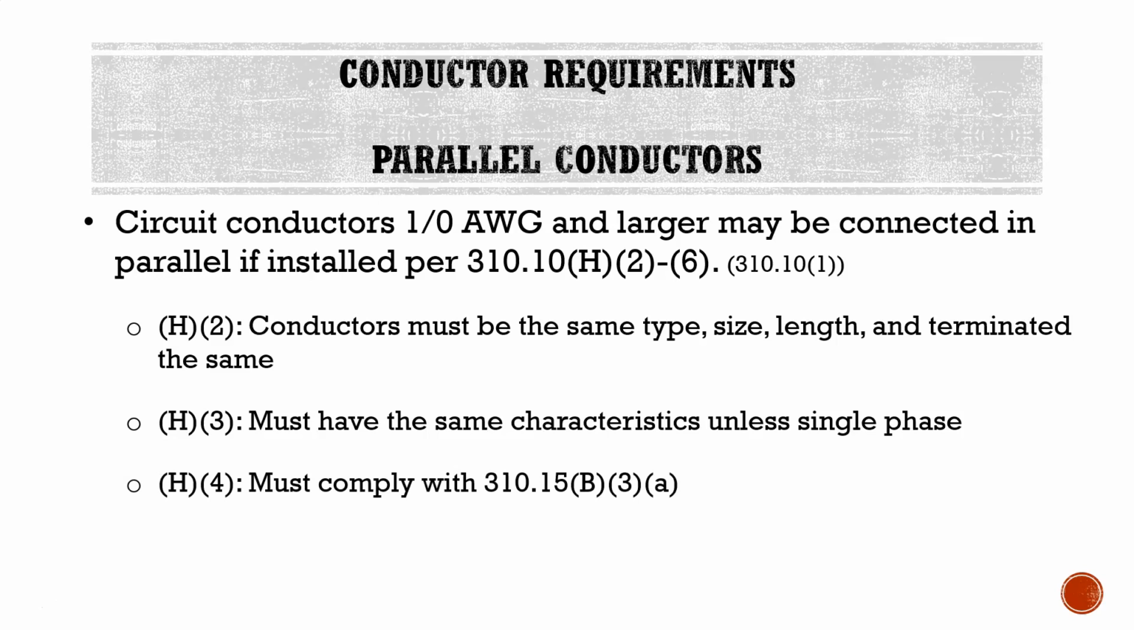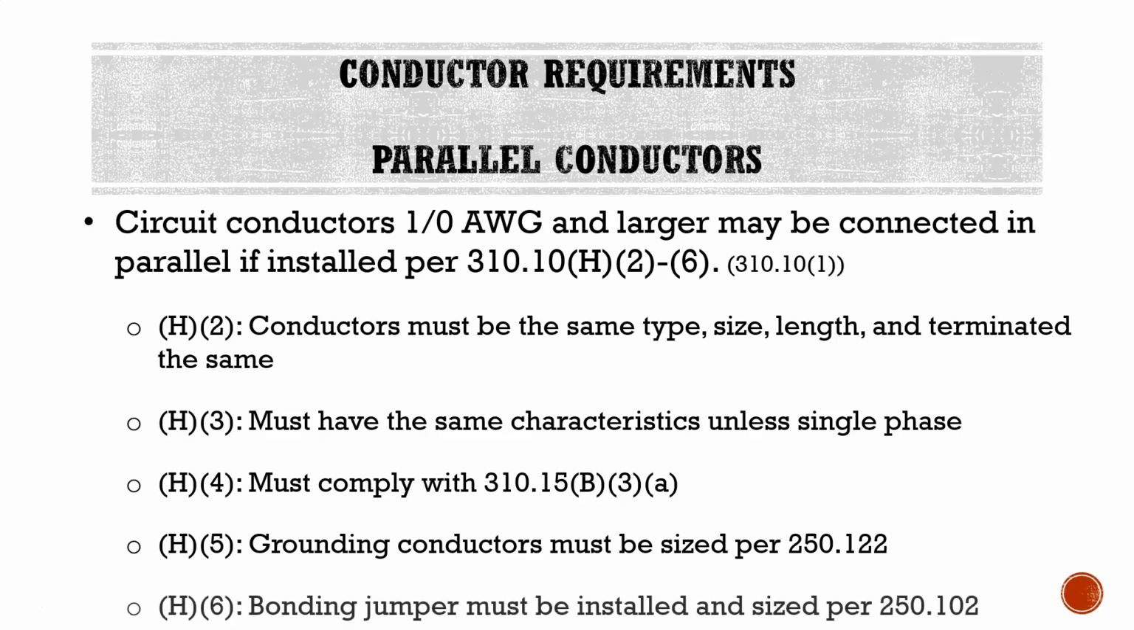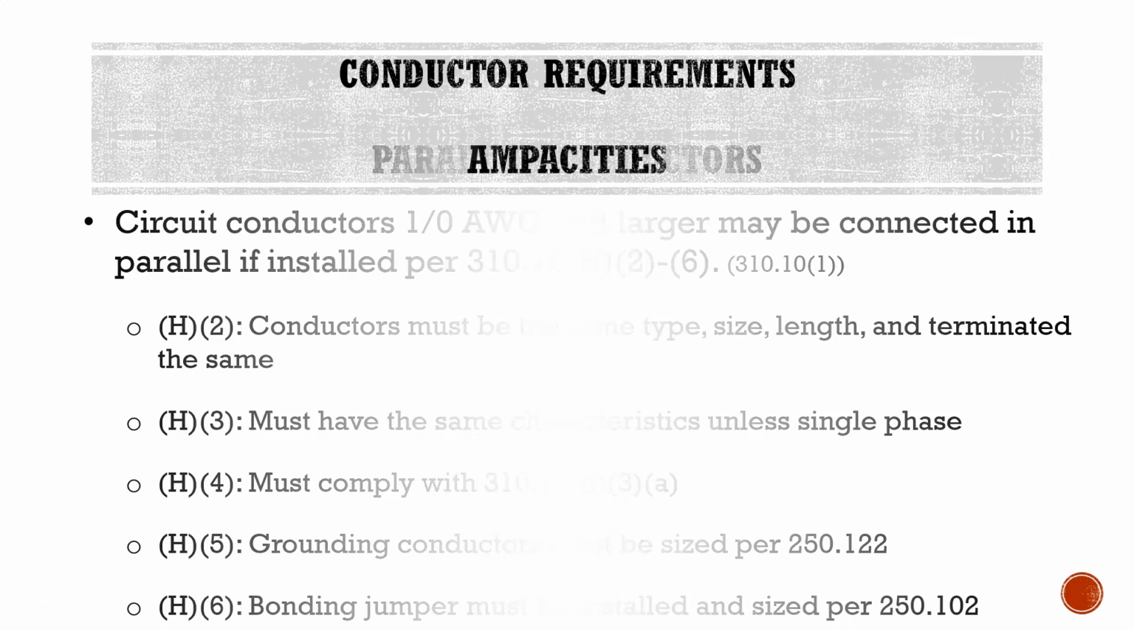H4, they must comply with 310.15(B)(3)(a). We'll be talking about 310.15(B)(3)(a) a little bit later in the lecture. And H5, grounding conductors must be sized per 250.122. This kind of goes back to our previous module where we talked about grounding and bonding. And finally, H6, a bonding jumper must be installed and sized per 250.102. Once again, this goes back to our previous module, grounding and bonding.